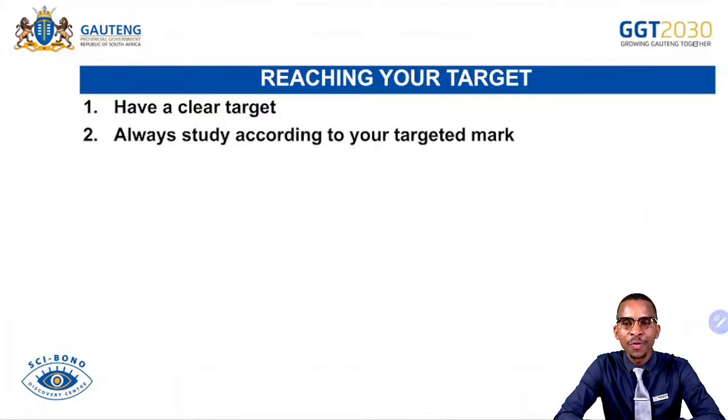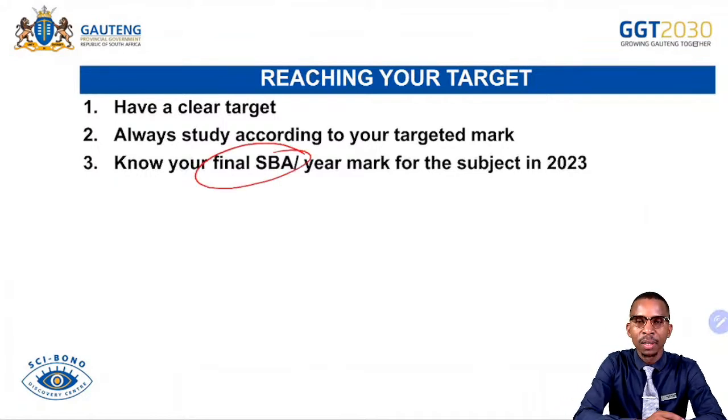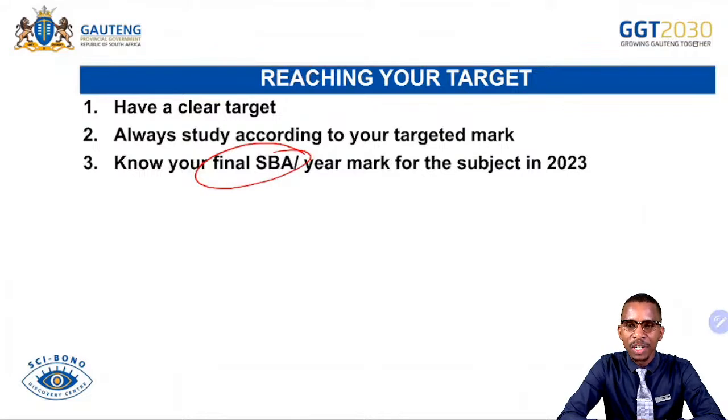It is very important for you, as you plan your target and start working according to the target, to know your final SBA mark or year mark. It is very important that you know this mark, out of 850, converted to 100, converted to 25, because that will give you confidence and a clue on how you should be putting yourself under pressure.